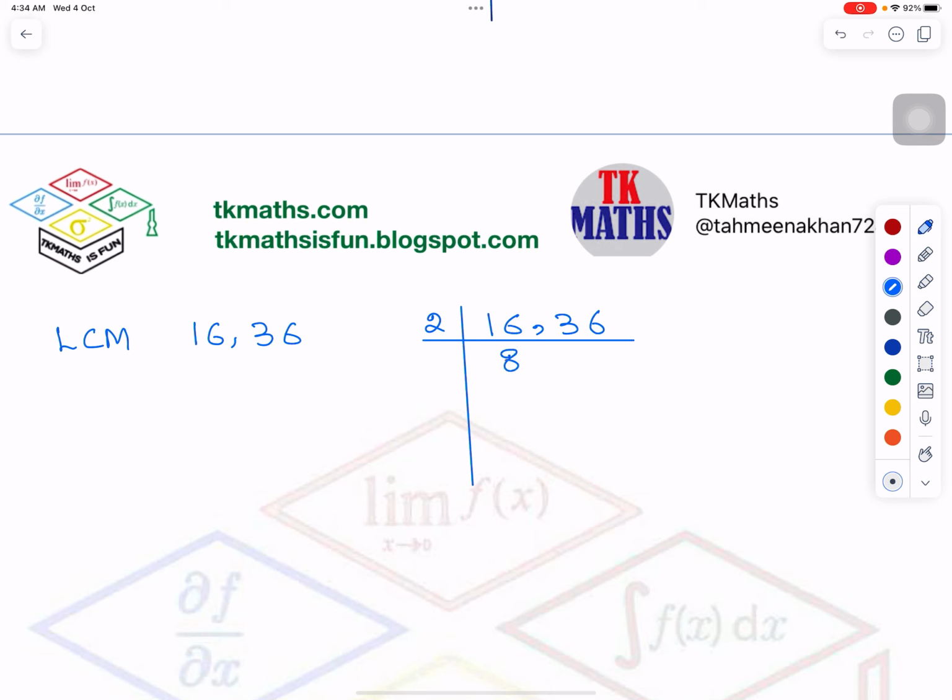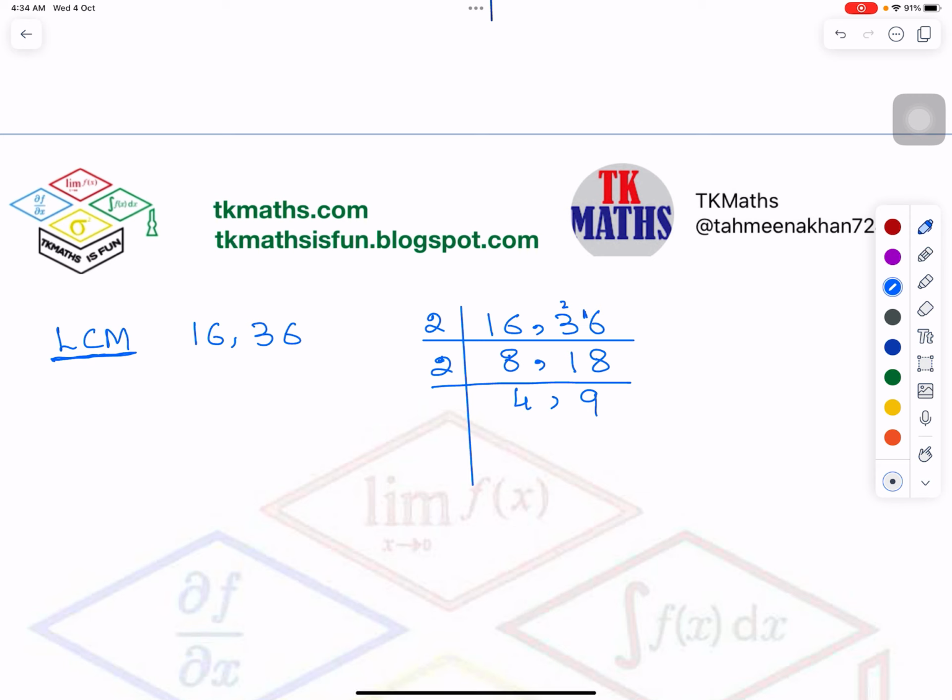2 8s are 16, 2 1s are 2, 1 will carry forward here, it will become 16, 2 8s are 16. Then again, because they are even numbers, 2 4s are 8, 2 9s are 18. In case of HCF, we stopped here because there is no other number which can divide 4 and 9 together. But in LCM, there is no such condition of together. Even if I can divide one of the numbers, I will carry on.